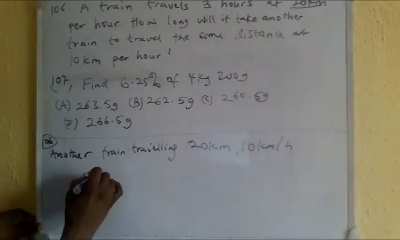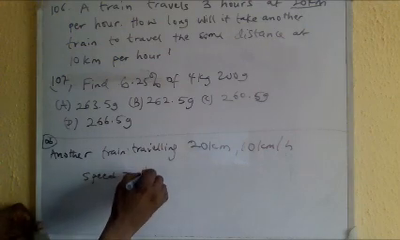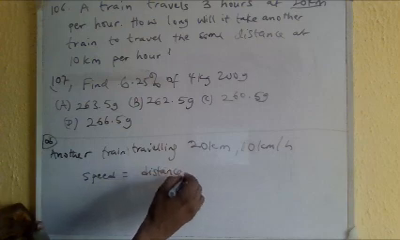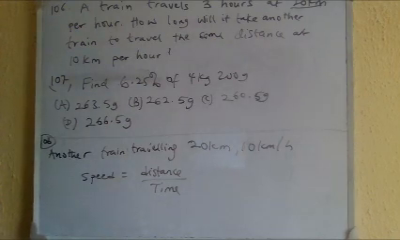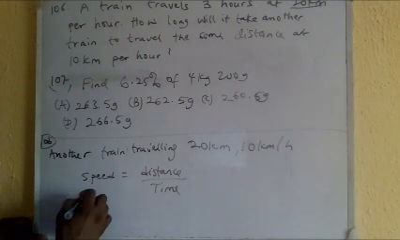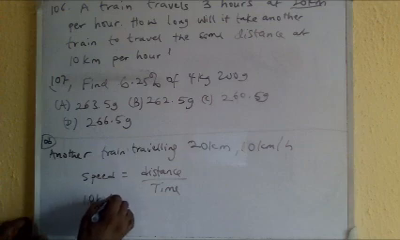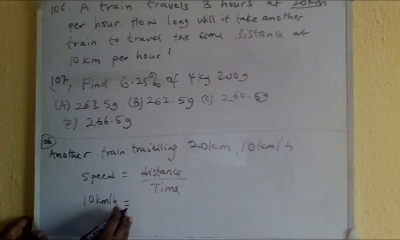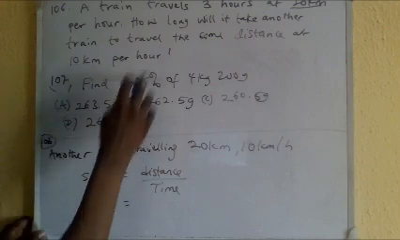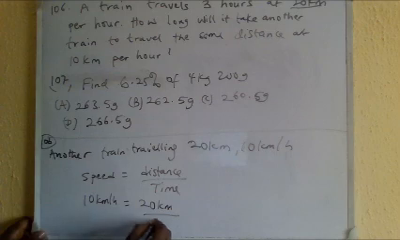So speed is equals to what? Distance over time. Okay, distance over time. So speed is 10 kilometers per hour is equals to, we are looking for time now. How long? We're looking for time. This one, distance is 20 kilometers and time is unknown. So I'll make time the subject of the formula.